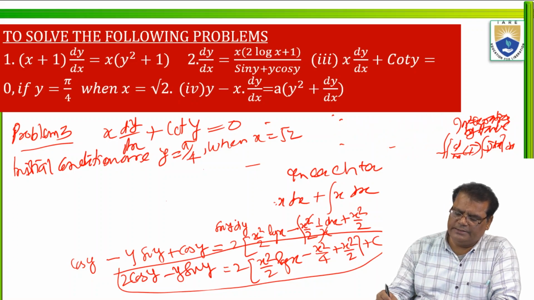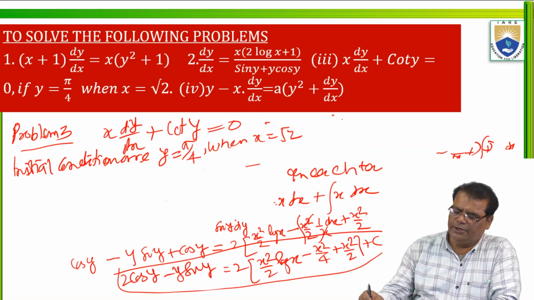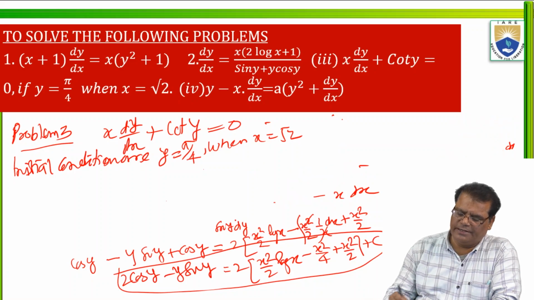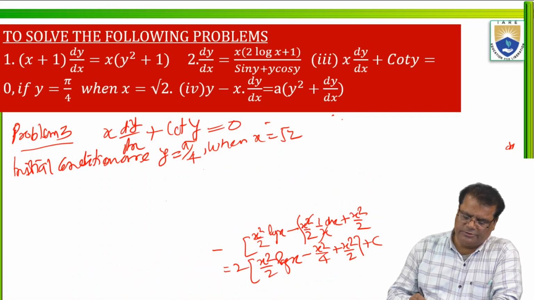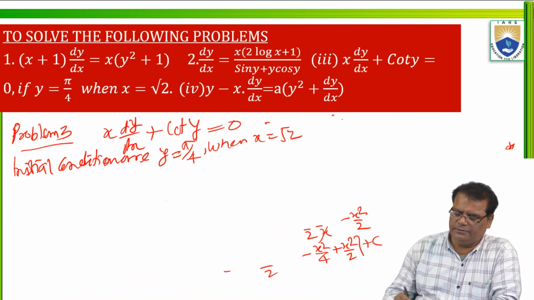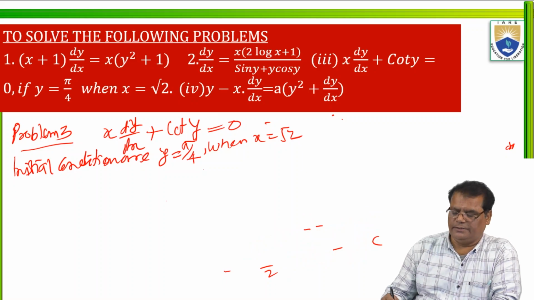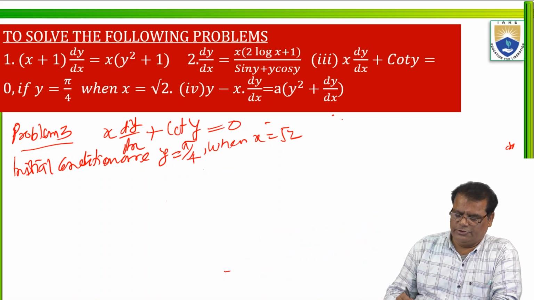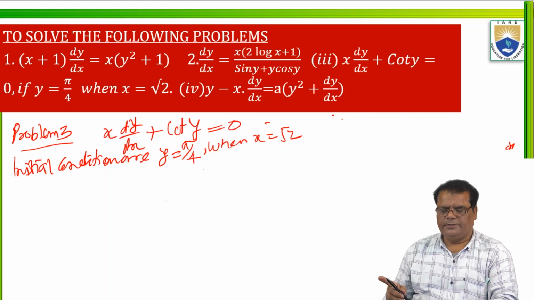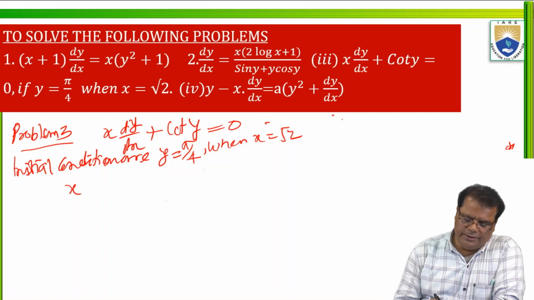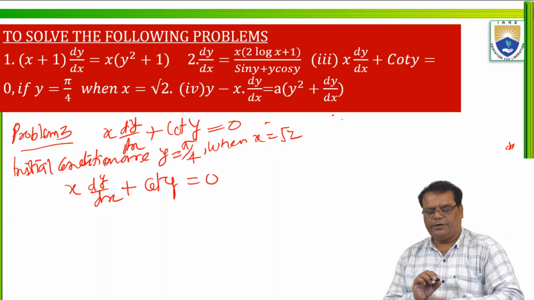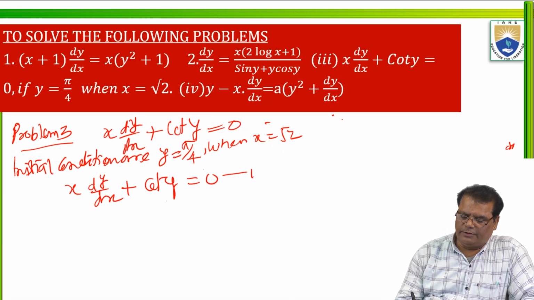If initial conditions are given in any question, it means we find the value of the arbitrary constant and we get a particular solution, not a general solution. In a general solution, an arbitrary constant is there. In a particular solution, the arbitrary constant is found out. So x dy/dx plus cot y equals 0. This is given equation 1.